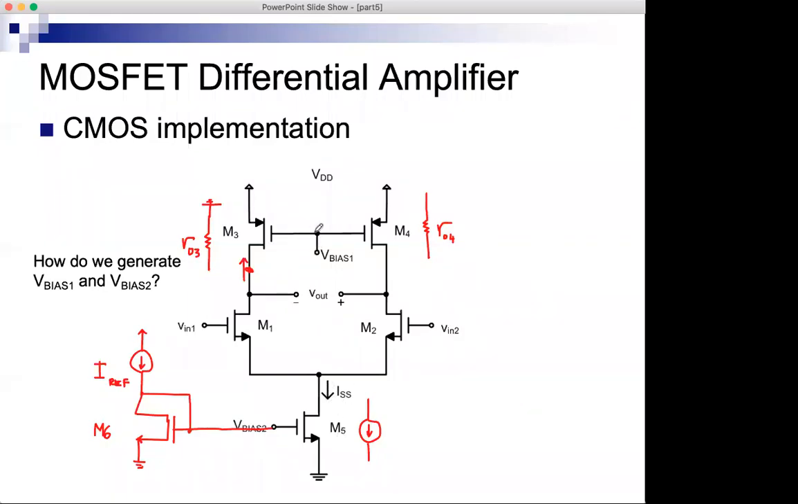All right. So how do you generate V bias 1? The same way we generate V bias 2. But here I have P MOSFETs. So V bias 1 I can generate using another reference current, which may be the same as this one. As a matter of fact, let me use the same one and generate V bias 1 from it. So erase this. And let's extend. Let's keep the eraser for now.